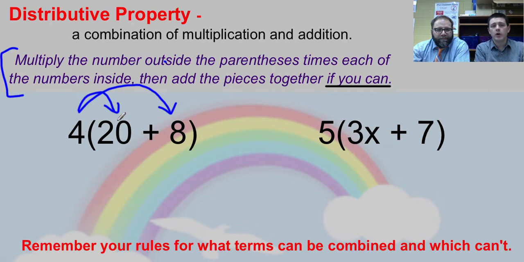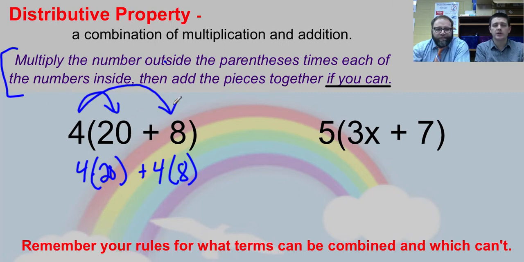So we take 4 times the 20. Remember, the parentheses mean multiplication, plus 4 times the 8. And we draw those two rainbows to remind us that the 4 gets multiplied times both pieces. It's very easy to multiply times the first one and then totally forget about it on the second piece. Now we do our order of operations. 4 times 20 is 80. 4 times 8 is 28.